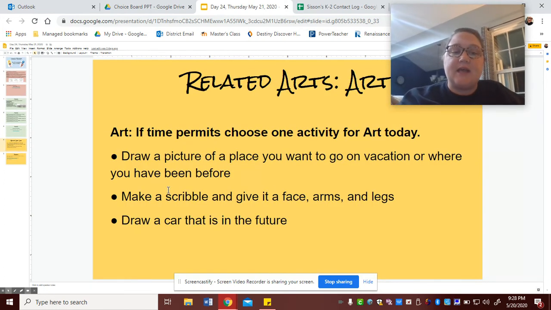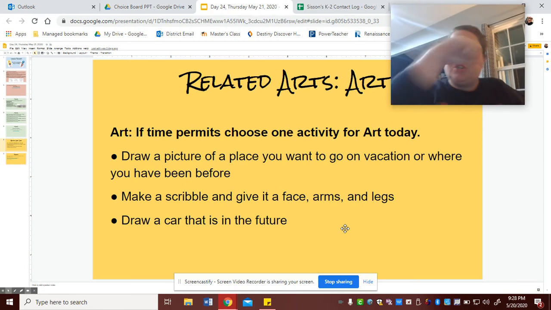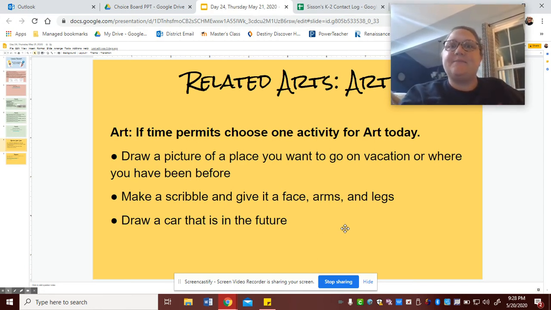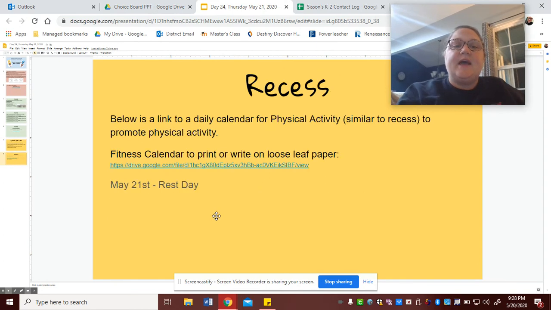All right, for art today, you're going to choose one of these things. It says, draw a picture of a place you want to go on vacation. Miss Sisson's place would be the beach, or where you have been before. Make a scribble, so just scribble all over and then give it a face and arms and legs and make it a little person. Or draw a car that you might find in the future. Those are fun things. And then today is a rest day for your recess activity.